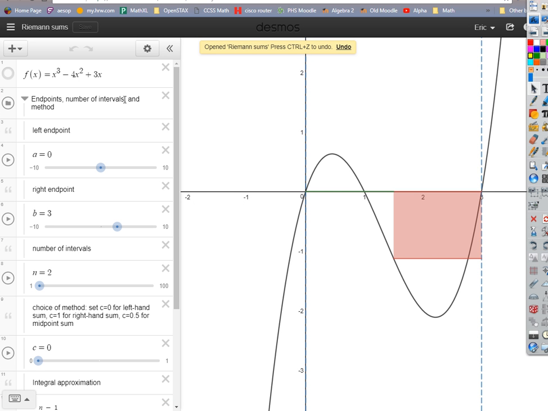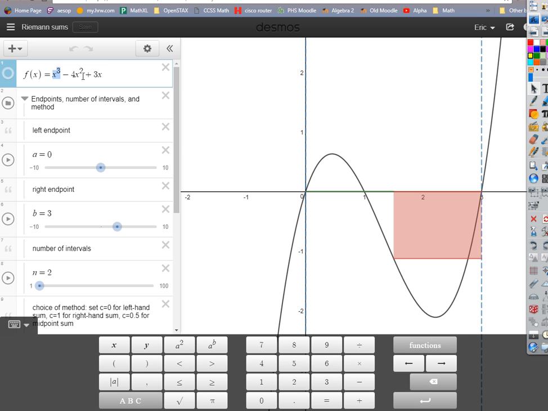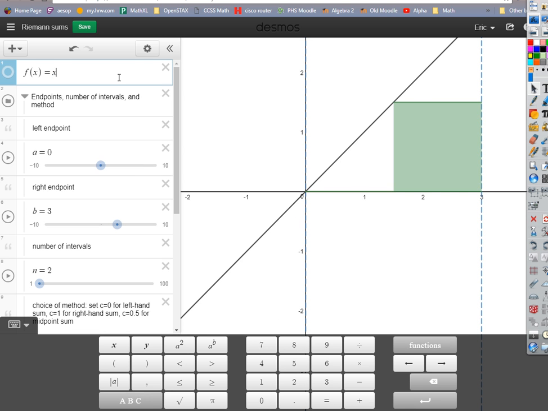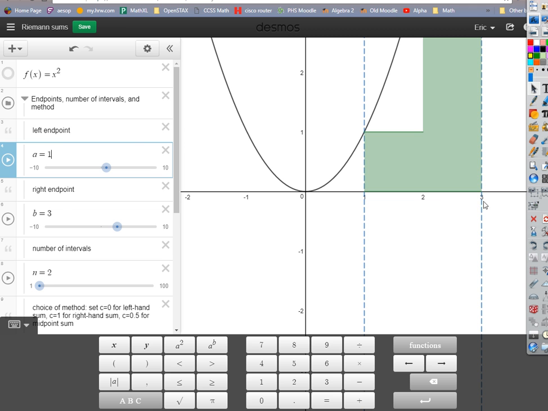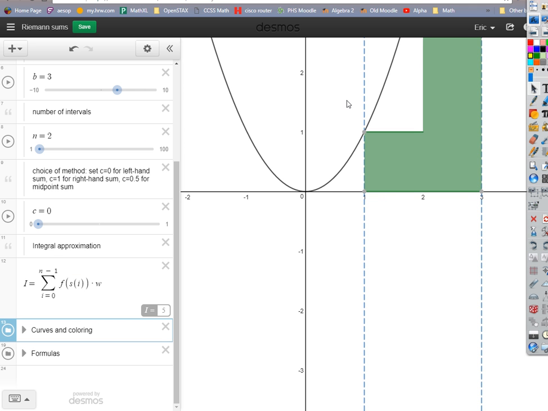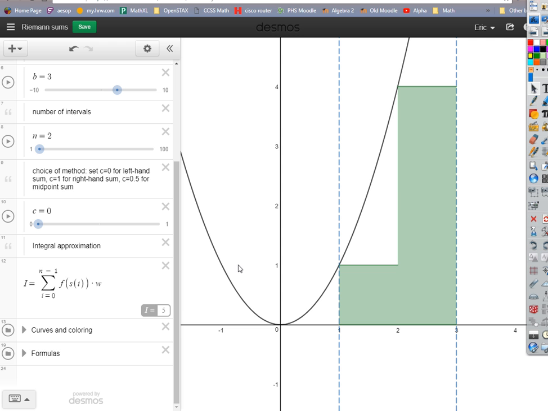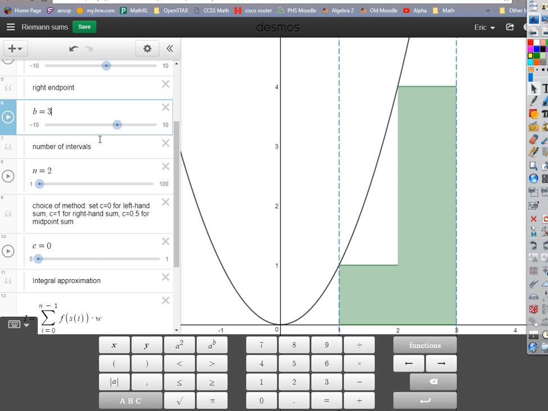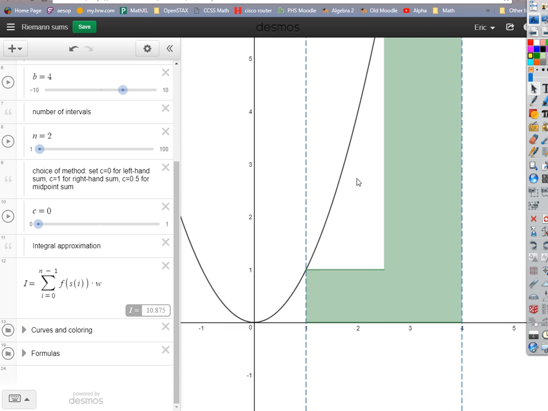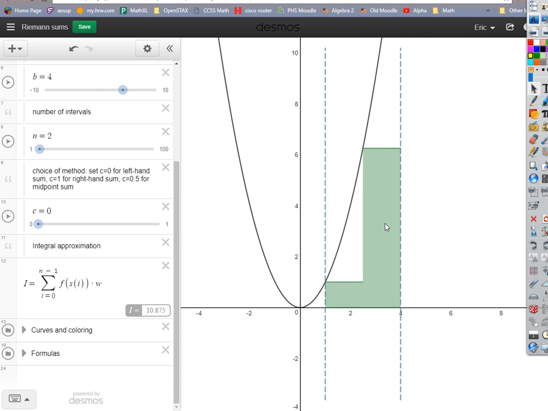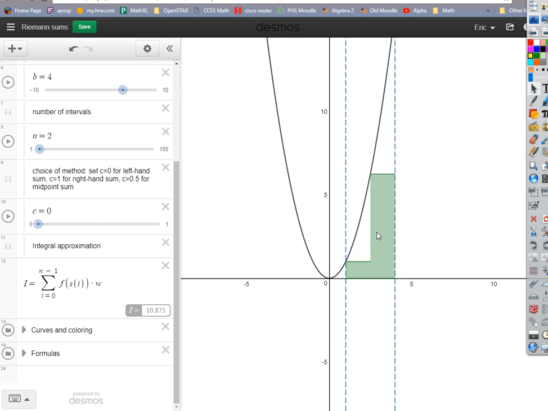Let's make the function what we just looked at. The function is just going to be x squared. The left endpoint is 1 and the right endpoint is 3. Was that 4? Oh, you're right, it was 4. So that needs to be 4, and I need to zoom out a little bit. So there's the area we're trying to estimate.